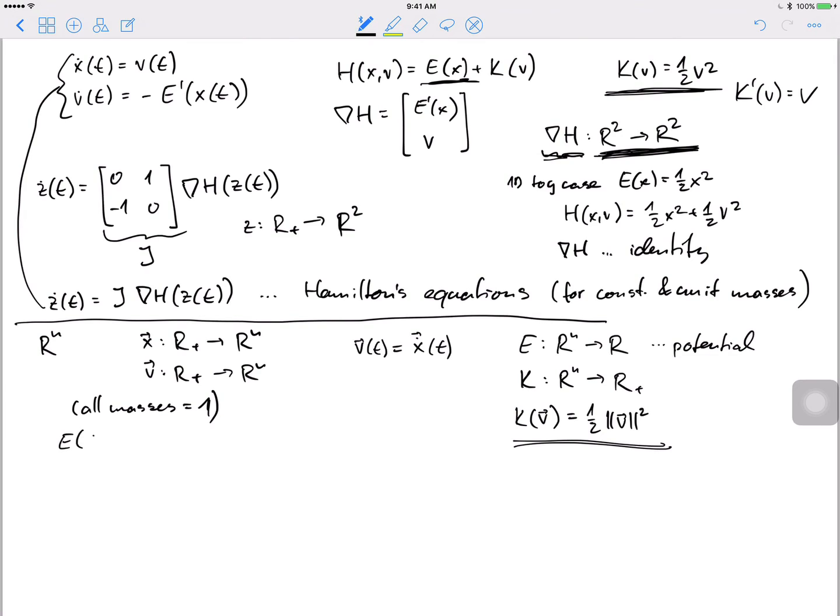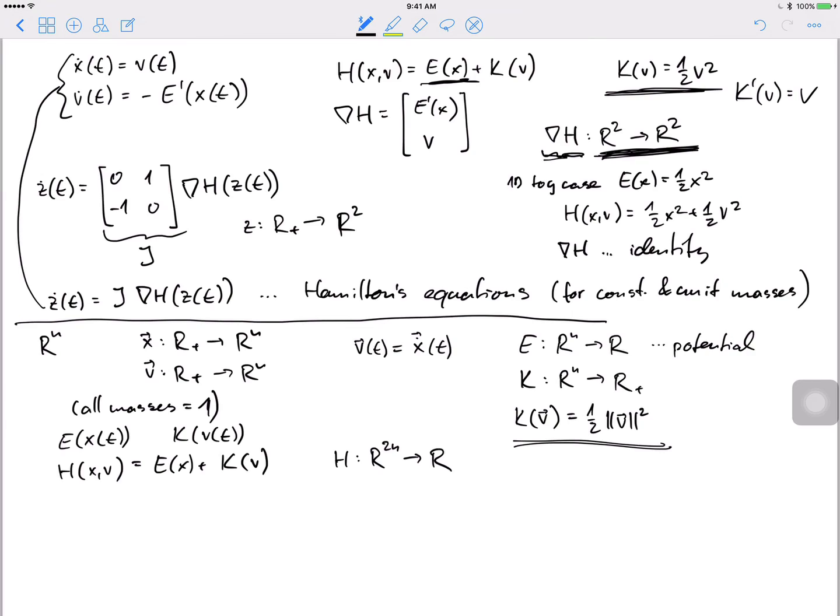Again, the same kind of deal. I can also view the potential energy and the kinetic energy as a function of time, just like in the 1D case. And I can have a Hamiltonian function of x and v, which is again nothing but the sum of the potential energy plus the kinetic energy. So now x and v are vectors, but the formulas look exactly the same. Now the Hamiltonian is a function from R2n to R, 2n because there are positions and velocities.